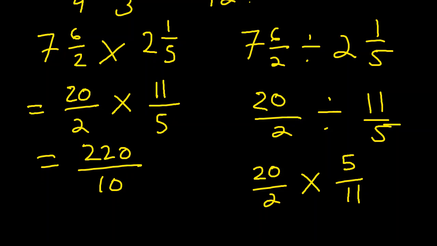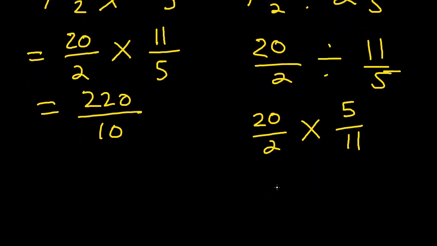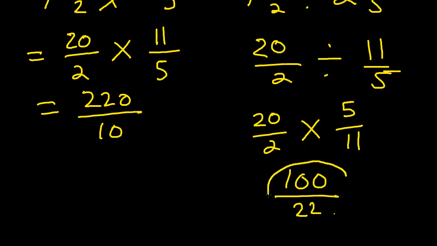can get our answer. Okay, so just to finish the problem, 20 times 5 is 100, and 2 times 11 is 22. So the answer to our problem is 100 over 22. Okay.